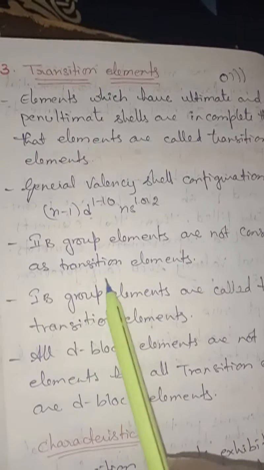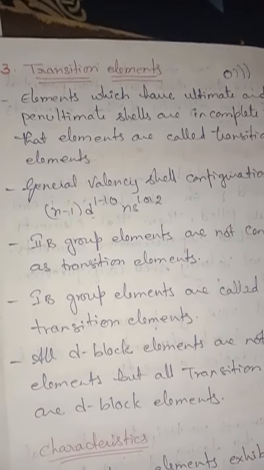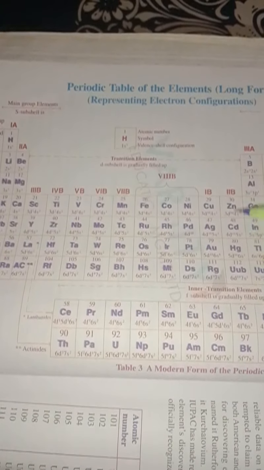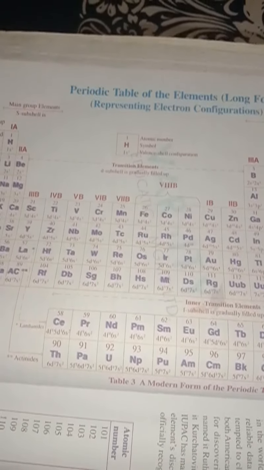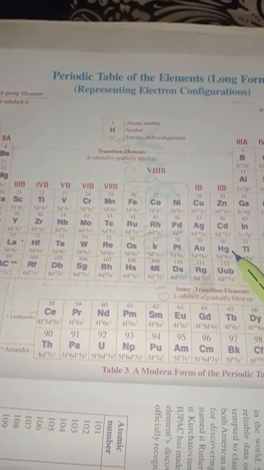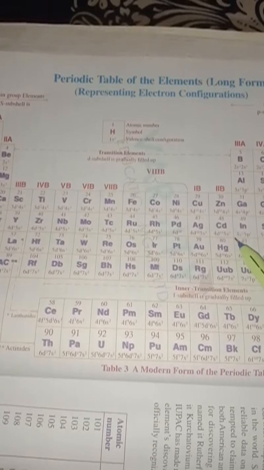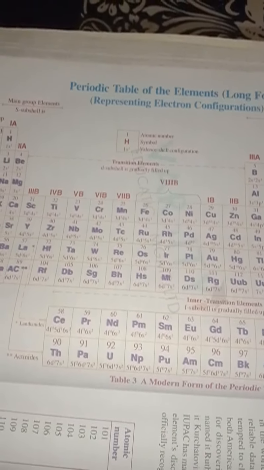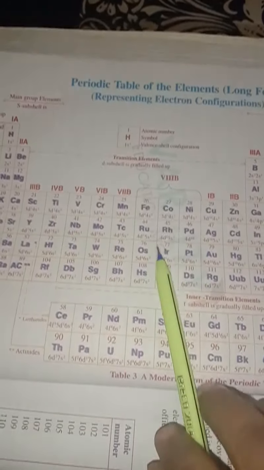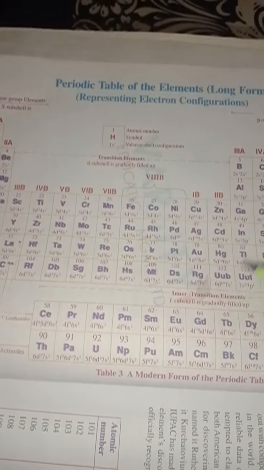2B group elements are not considered as transition elements. So look at here children, so these are called transition elements, in which 2B elements are not considered as transition elements because they are having completely filled d orbital, whereas transition elements are having incomplete d subshell. That is why remaining all are called transition elements except second B group.